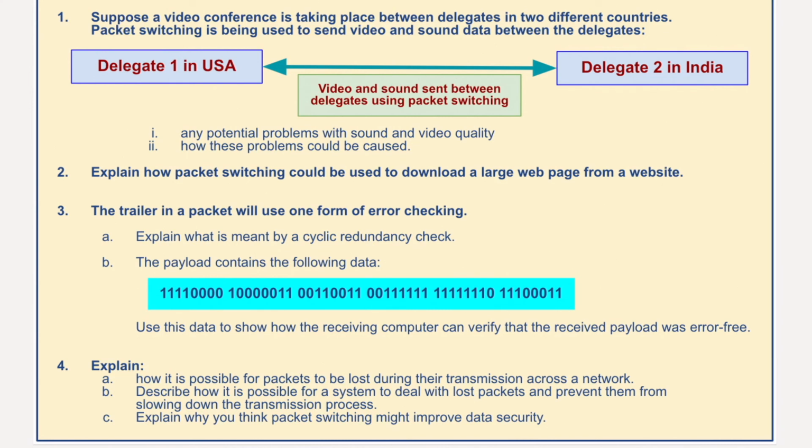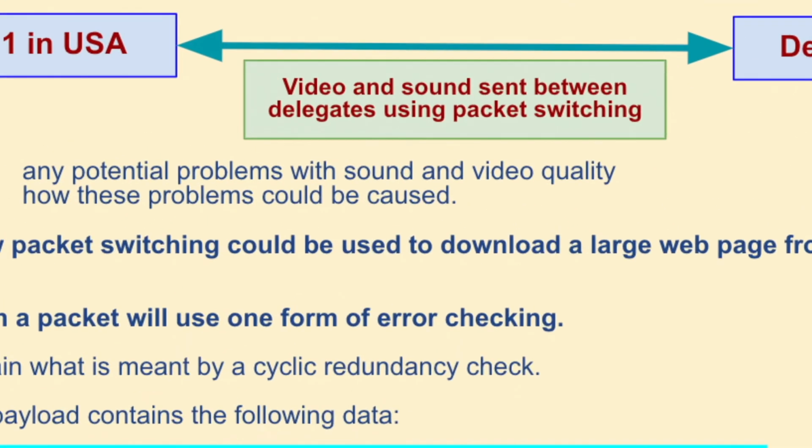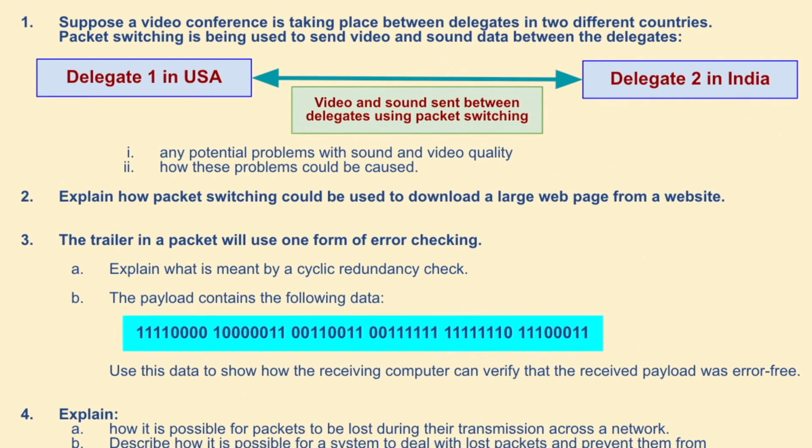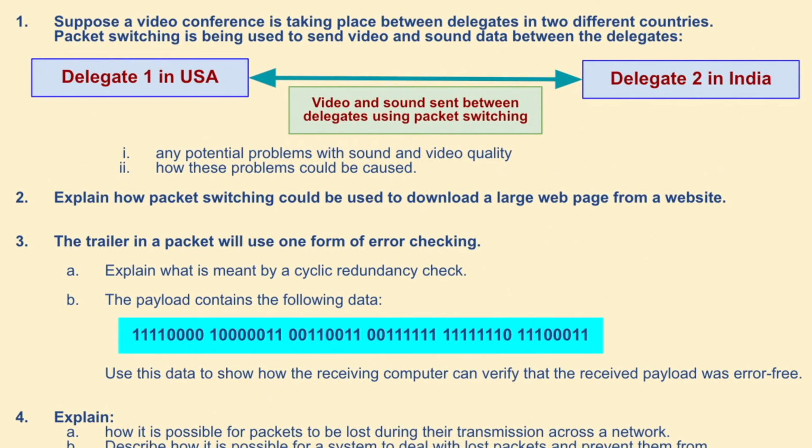Packet switching is being used to send video and sound data between the delegates. Delegate 1 is in the USA and Delegate 2 is in India. Sound and video is being sent between the delegates using packet switching. Can you remember what packet switching is about?